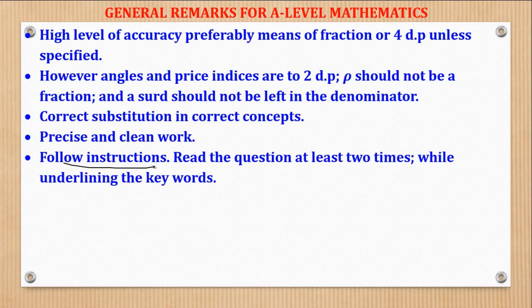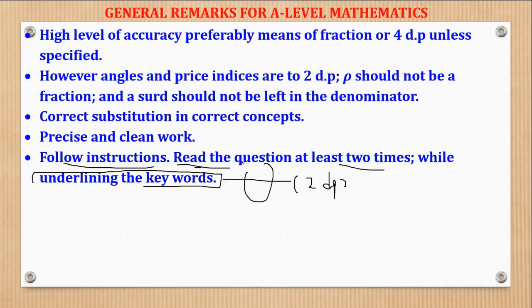So follow instructions. Read the question at least 2 times while underlining the keywords. Some students, when they reach a topic, especially the topic they know best, only read halfway and start answering. And that affects them because some questions at the very end say, give your answer to 2 decimal places, for example. If you don't read to the end, you will not see this accuracy that you want. Therefore, you leave your answer to 4 decimal places, which is rule number 1.